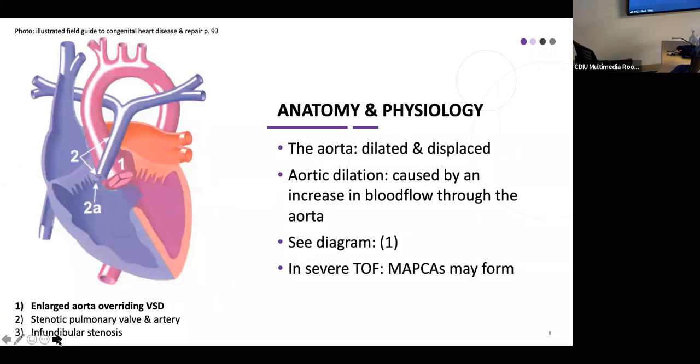The fourth defect included in the tetralogy of Fallot is the overriding aorta. The aorta in tetralogy of Fallot is dilated and displaced over the ventricular septum. Aortic dilation is caused by an increase in blood flow through the aorta as it receives blood via the VSD. In severe tetralogy of Fallot, multiple aortopulmonary collateral arteries, or MAPCAs, may form to help increase pulmonary blood flow.